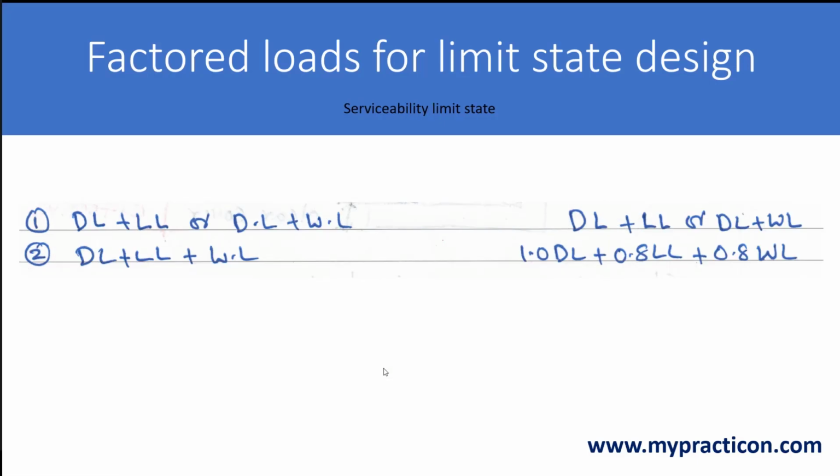There are other combinations, like dead load plus live load, and dead load plus live load plus wind load. These are serviceability limit states. So there are two types of load combinations recommended by the code: one is for the ultimate limit state, and one is for the serviceability limit state.